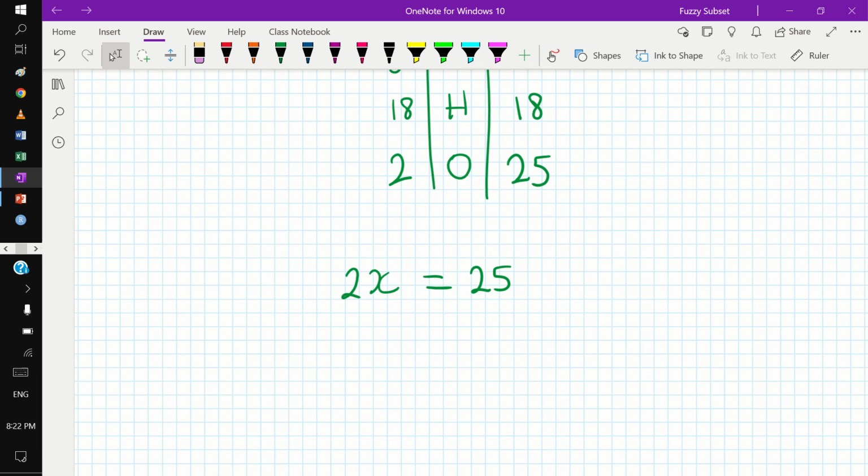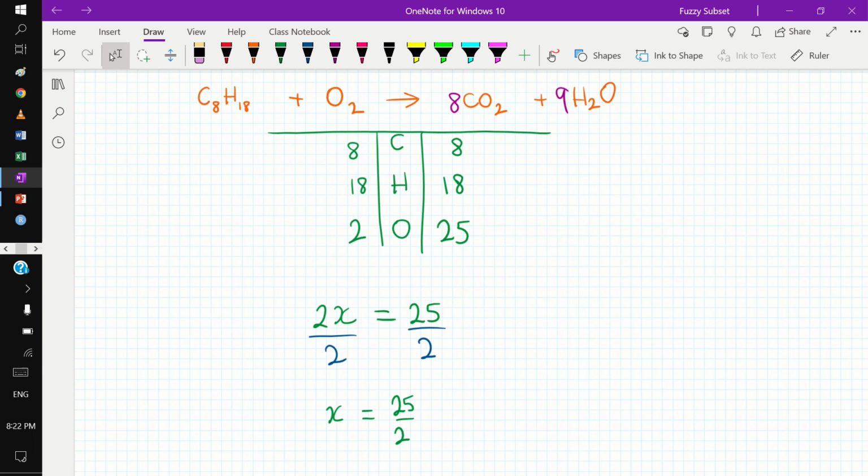Now it's just a little algebra equation that we can do. It's really straightforward. If we divide both sides by 2, on the left the 2's will cancel out and we just get an X, and on the right we have 25 over 2. So that means that the coefficient of O2 that we need is 25 over 2.